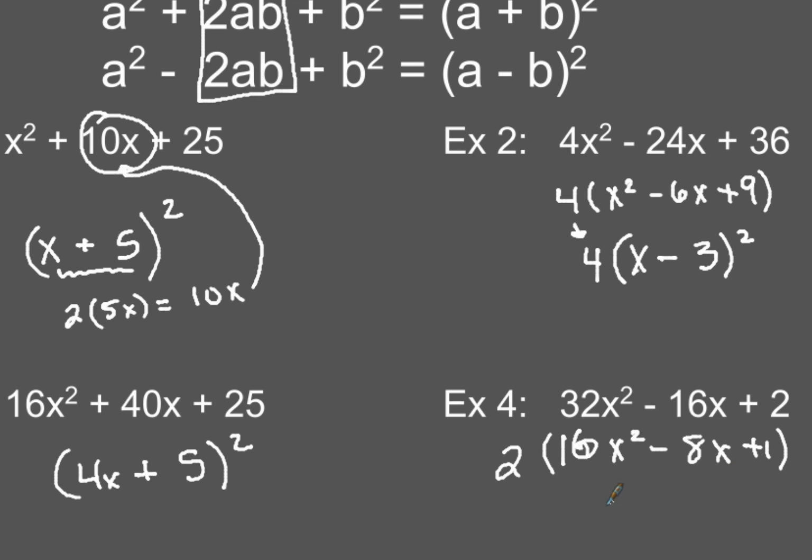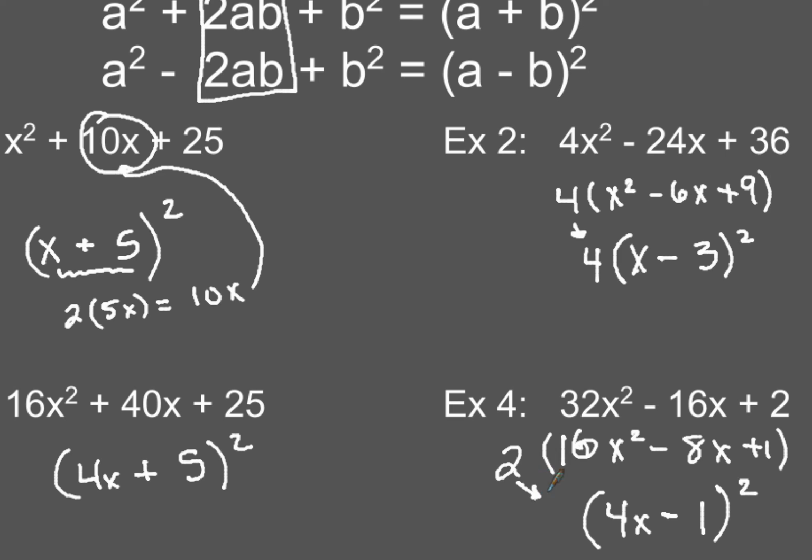Woo, 16x squared, love it, perfect square. So when I square root that, I'll get 4x. 1 is also a perfect square. So when I square root that, I will get just 1. In between the 16x squared and the 8x is a minus sign, so boom, I'm going to put that there. Now let me check this. 4x times negative 1 is negative 4x. If I double that, do I get negative 8x? Yes, I do. So boom, we're going to put a little squared there.